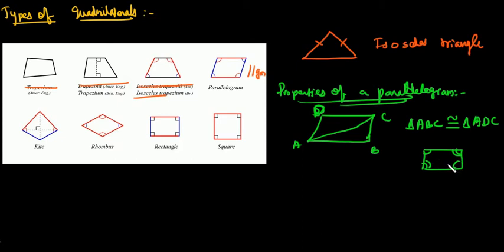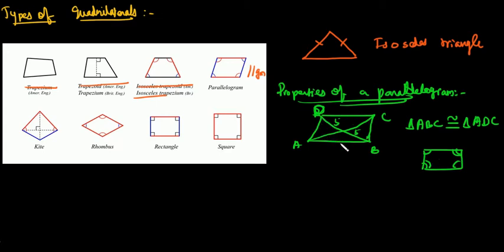The diagonals of a parallelogram bisect each other. Yes, that we need to note. So if you draw the other diagonal here, then these two diagonals bisect each other. That means if the full length is 10, this would be 5 and this would be 5. If the full length is 12, this would be 6 and this would be 6.